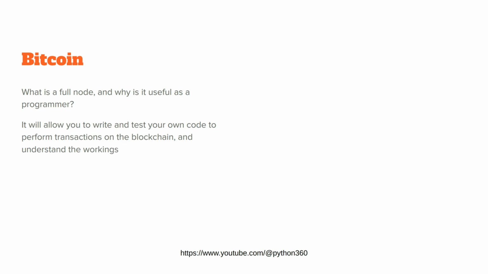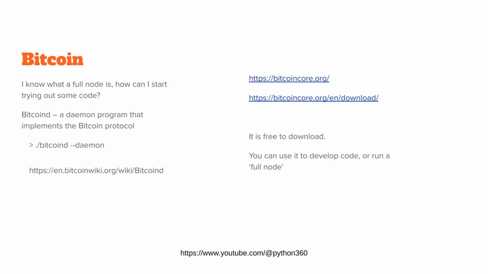What is a full node? Why is it useful as a programmer? It will allow you to write and test your own code to perform transactions on the blockchain and understand the workings. So the best way to understand how Bitcoin works is to set up a full node and play around with it. Okay, so I know what a full node is. How can I start trying out some code?